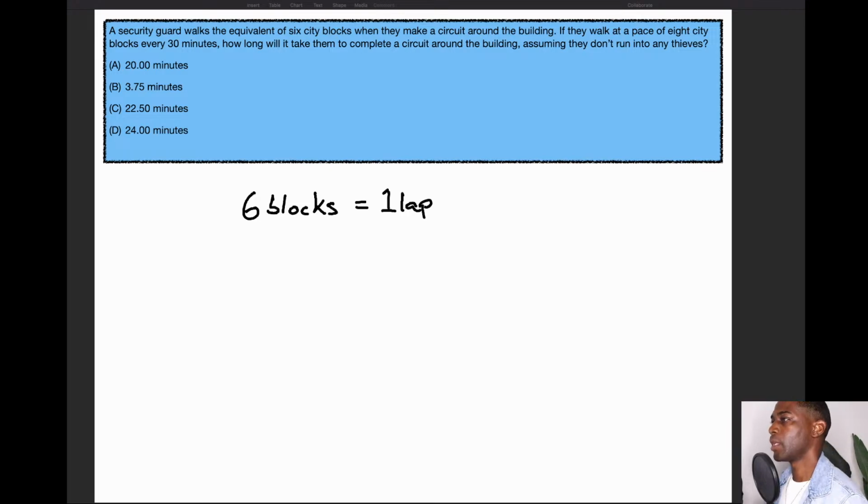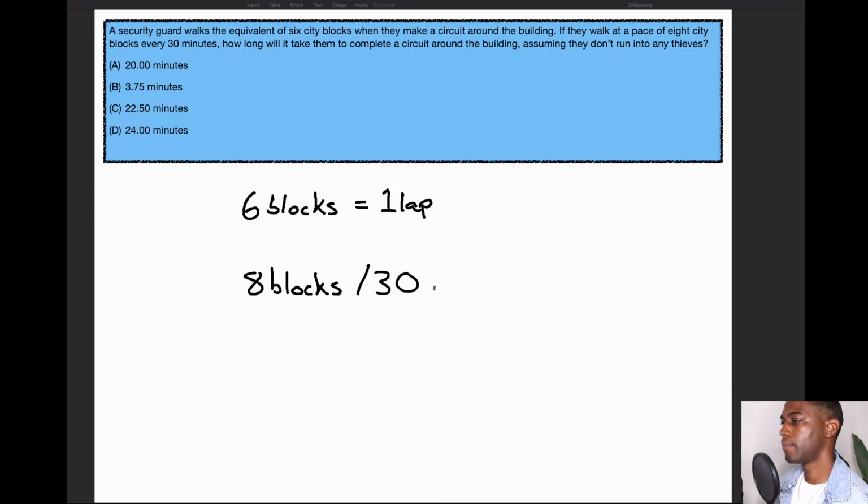If this dude walks at a pace of 8 city blocks every 30 minutes, all right, so they just give us how fast this guy is going. Every 30 minutes, he goes about 8 city blocks, right? All right, cool. So he's going 8 city blocks every 30 minutes. Bam. How long will it take him to complete a lap around the building?